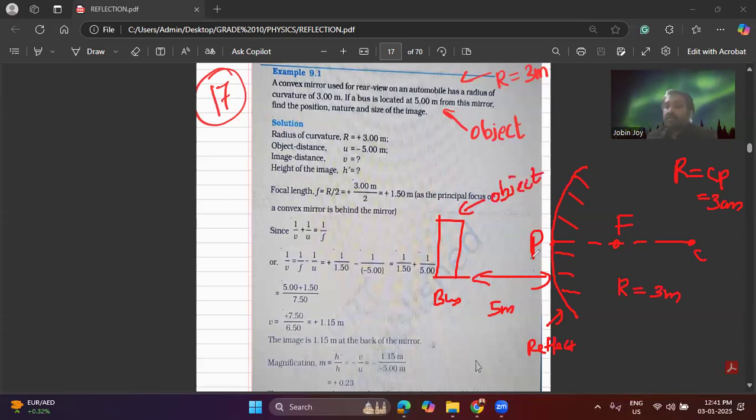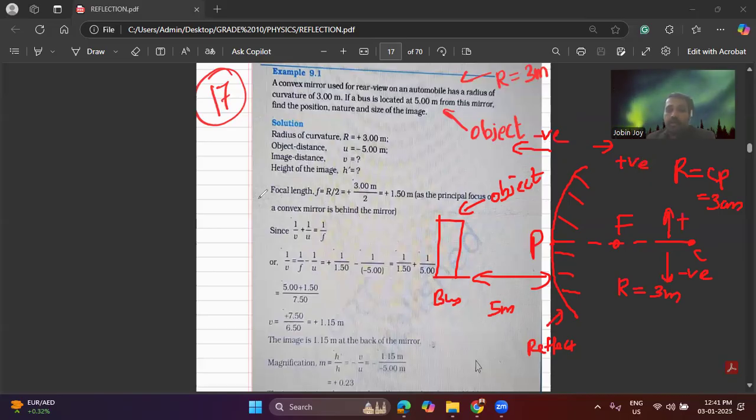Okay, so the bus is the object, which means the object distance is given. So we have to apply the sign convention. This is the principal axis. We know that above the principal axis is plus, below the principal axis is negative. The reflecting surface is here, which means this side is negative and this side is positive.